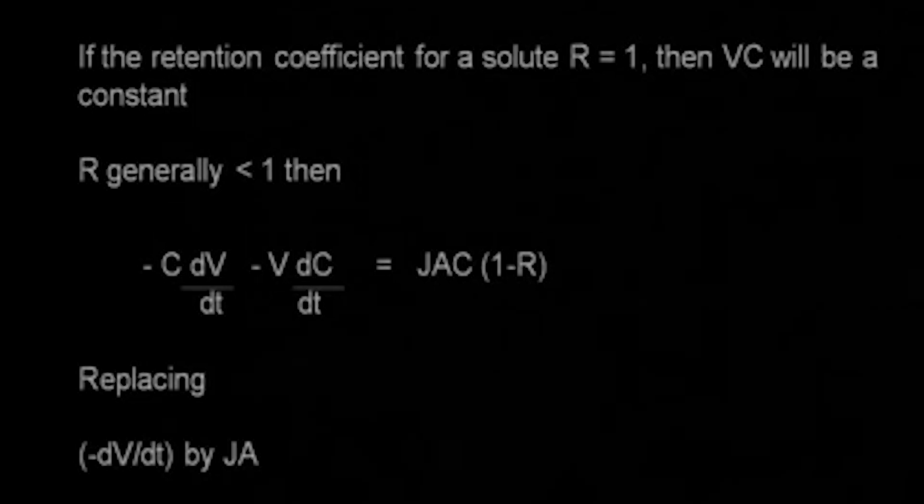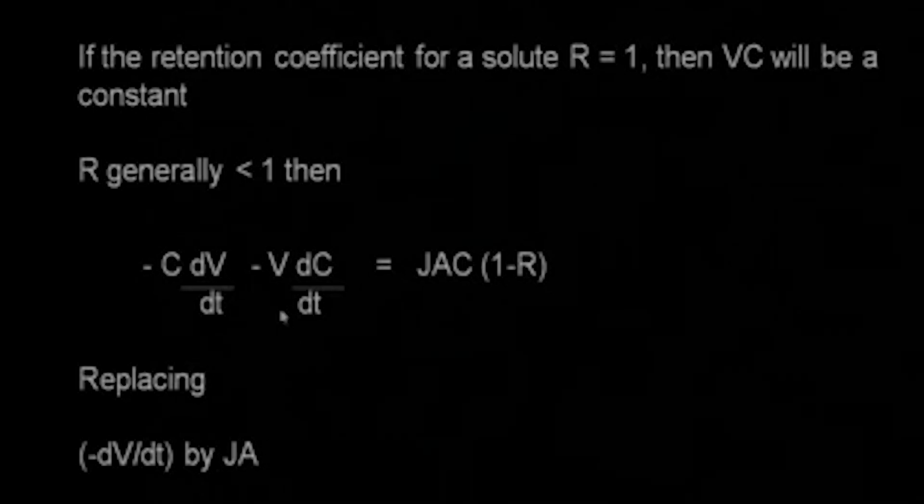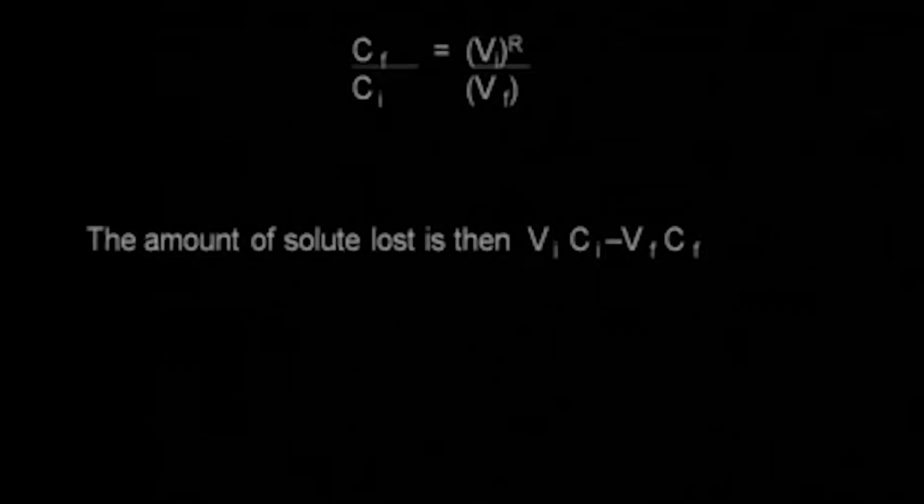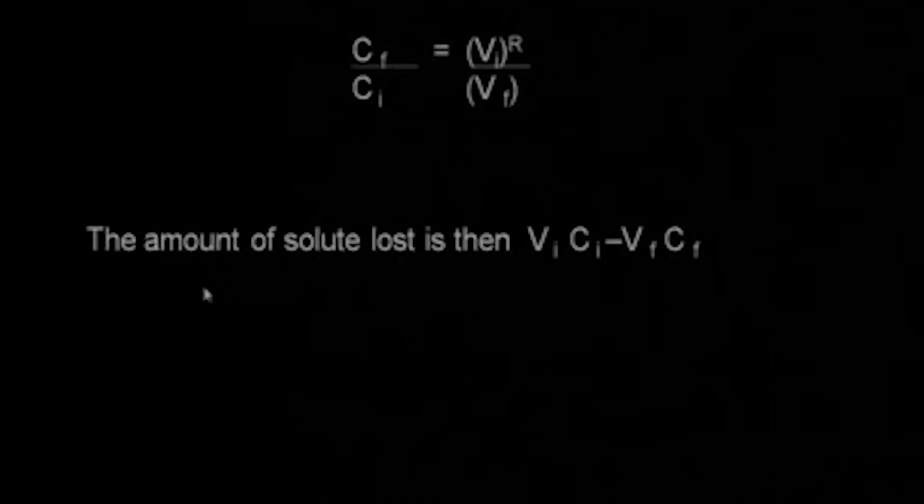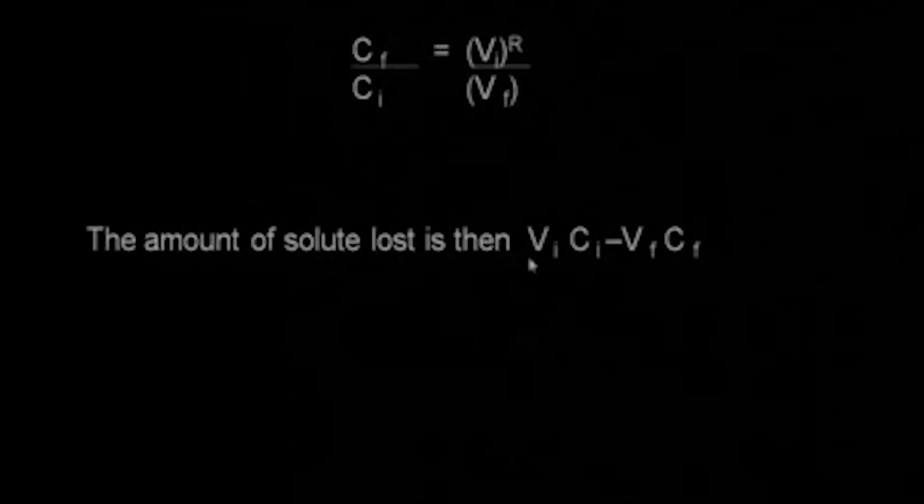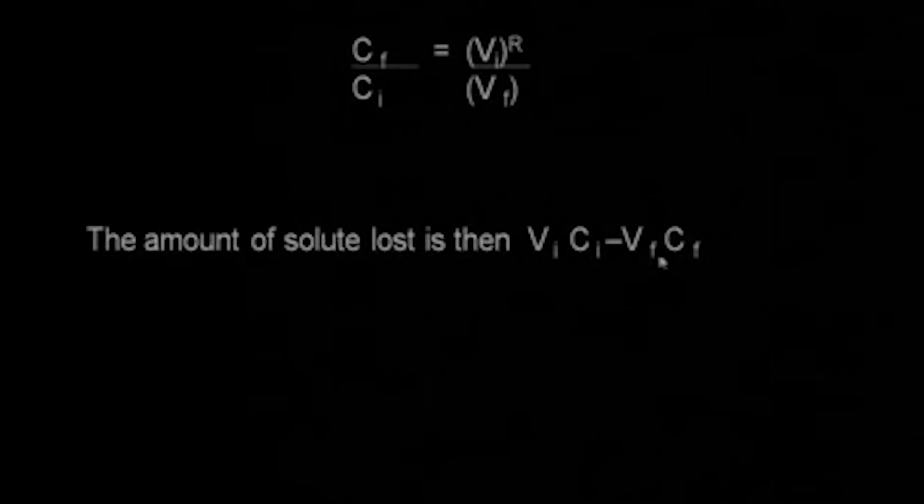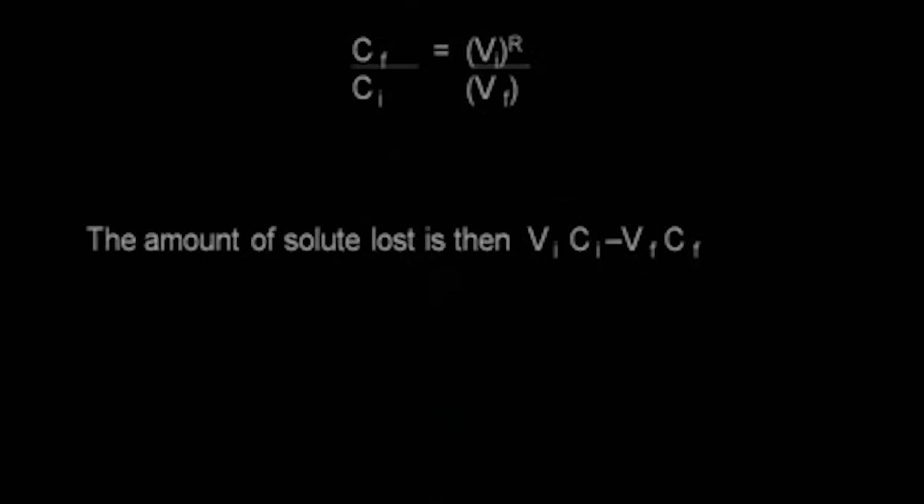So we can integrate this. All we do is replace this with this term and replace this with this term, and then you integrate. Finally you may end up like this: Cf is the final concentration, Ci the initial concentration, Vi is your initial retentate volume, Vf is your final volume, then you have the R coming there. So the amount of solute that is lost is Vi·Ci (initial) minus Vf·Cf (final). This is the total amount of solute lost in that period of time, in some time T.